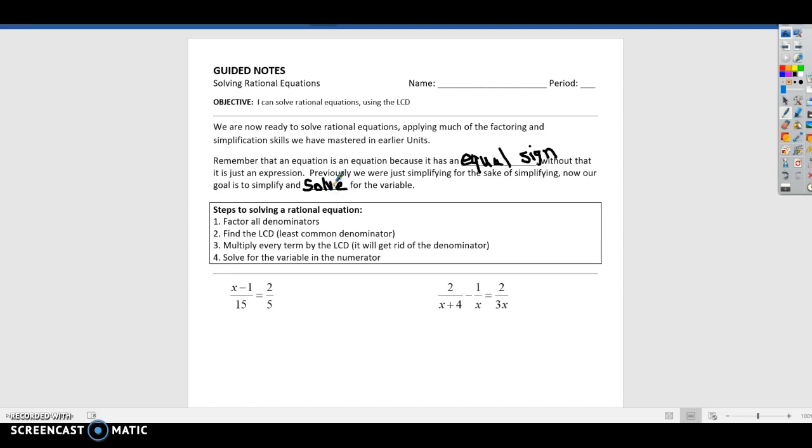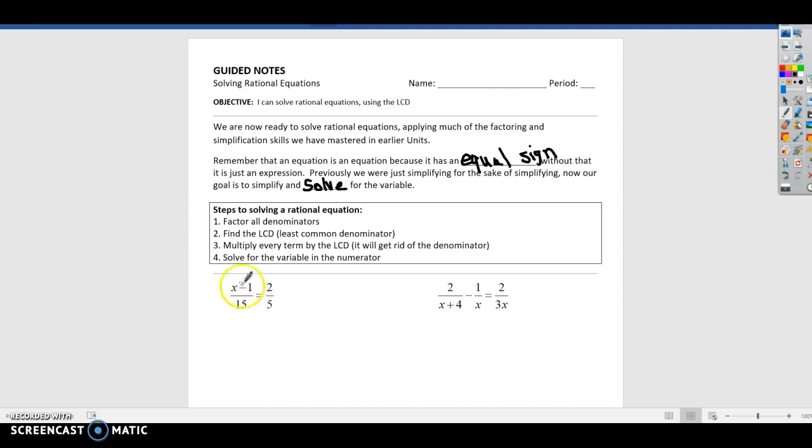Alright, steps you need to remember. First, you're going to factor all denominators. Find the least common denominator. Multiply every term by the denominator. And then solve for the variable in the numerator. Okay, so that's the steps you need to remember. These all kind of work the same way. Alright, let's look at an example.